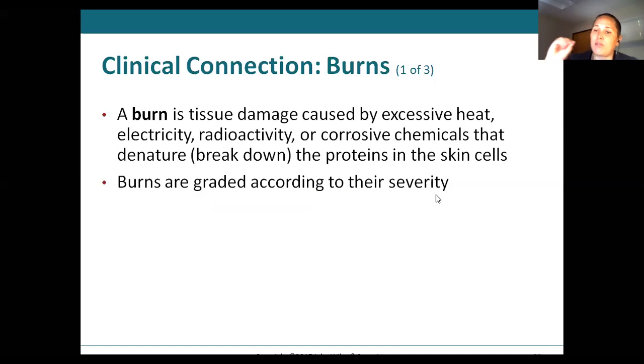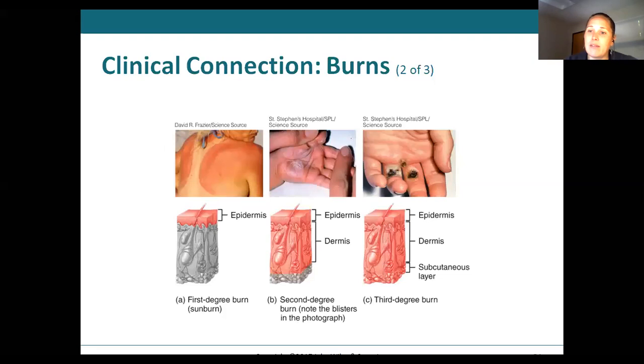You've probably heard of first degree, second degree, and third degree burns. If we look at how those degrees break down and how they're characterized, a first degree burn is very superficial. It only affects the epidermis. A sunburn is a great example of a first degree burn in an extreme case.